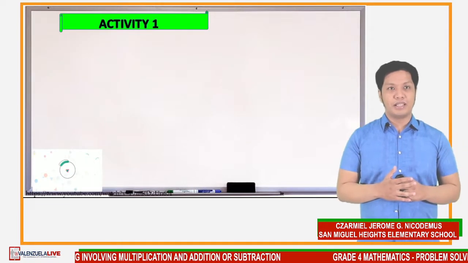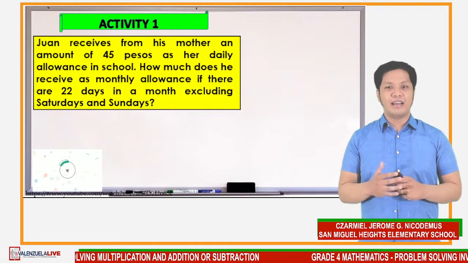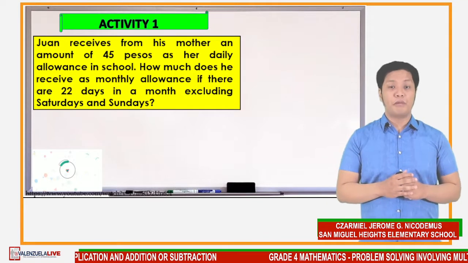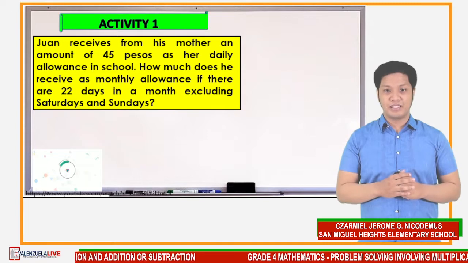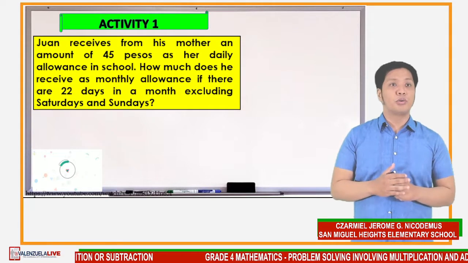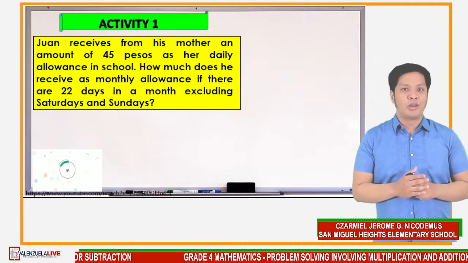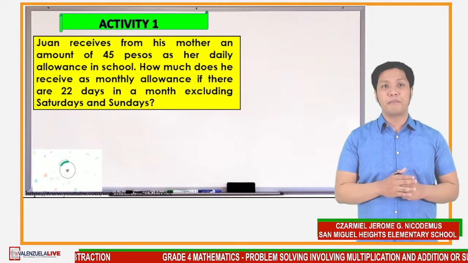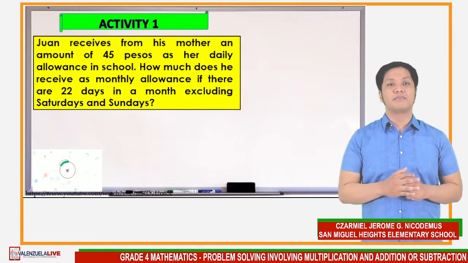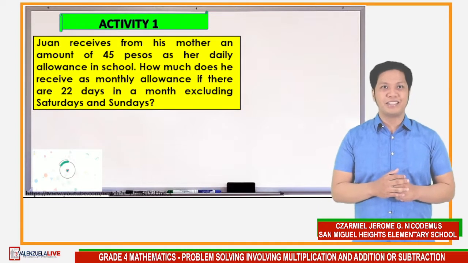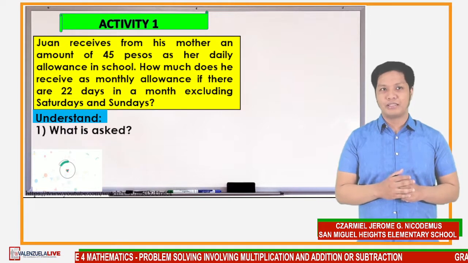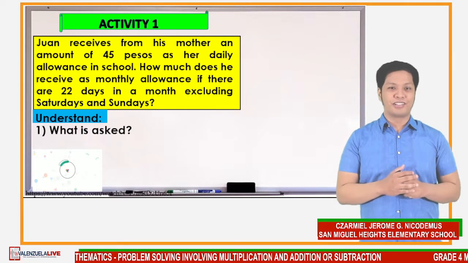For your first activity, you need to read and analyze this word problem and answer the questions that follow. This time, I will be giving you just 5 seconds to answer each of the questions. Let us begin. So first, we need to read this word problem. Juan receives from his mother an amount of 45 pesos as his daily allowance in school. How much does he receive as monthly allowance if there are 22 days in a month, excluding Saturday and Sunday? The first question for understand is, what is asked? Your time starts now.